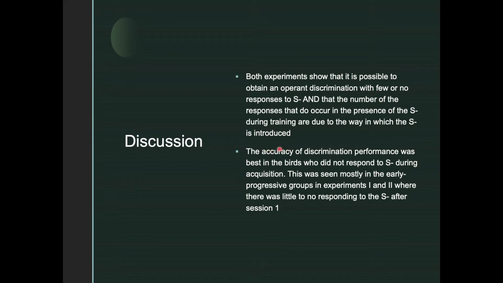He also mentioned in the discussion that the accuracy of the discrimination performance was best for the birds who did not respond to the S minus during acquisition. So again, this is something that I'm sure we've talked about before when discussing stimulus control, but if you have a general teaching arrangement, perhaps of differential reinforcement, and errors are made, that could prolong learning, right? So if no errors are made, learning could progress a little more rapidly.